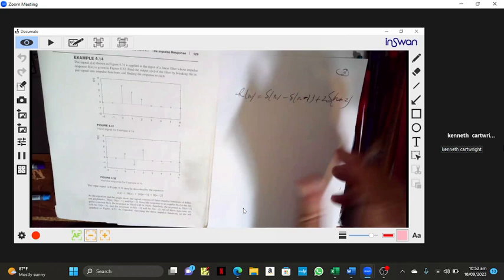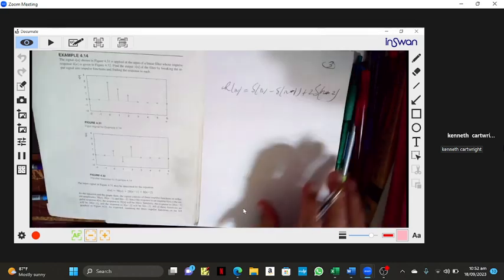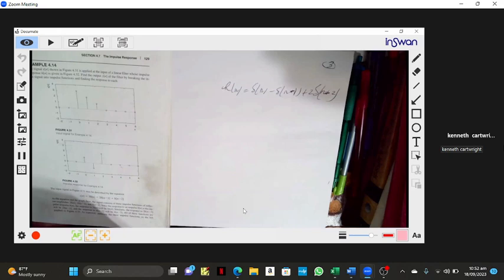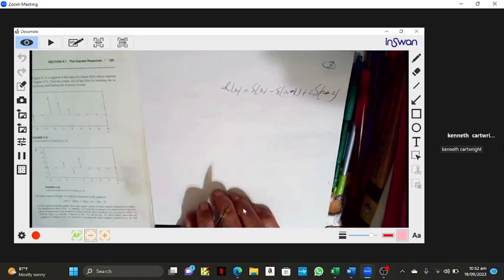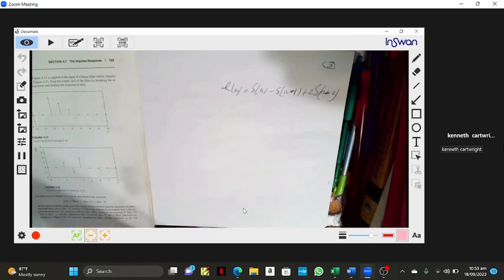So instead of having the information graphically, you now have it mathematically. How does that help what I just asked you for? I asked you for what? The difference equation. That's what I asked you for. Of the filter.